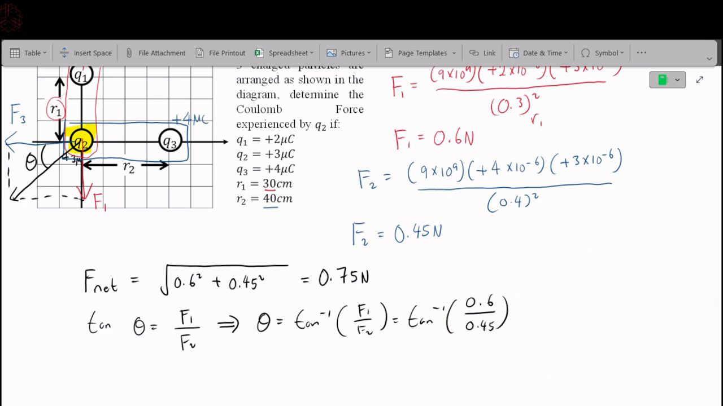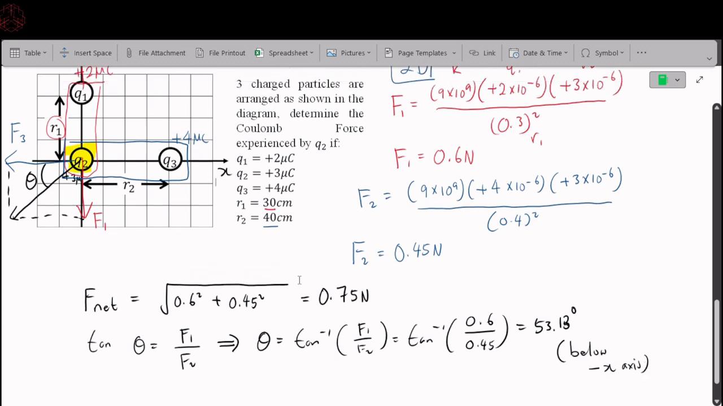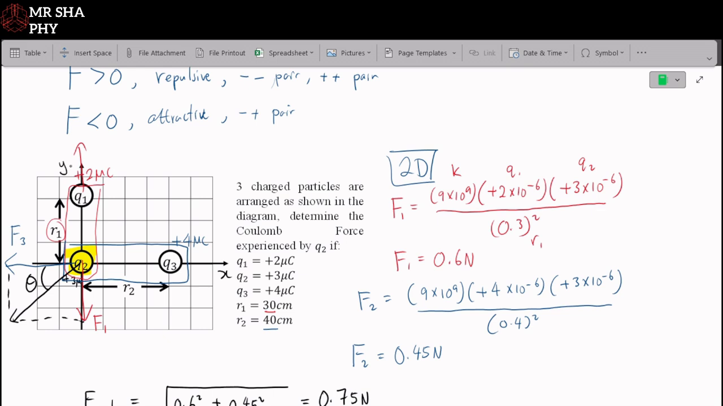Okay, and that gives me an angle of 53.13, about 53.1 degrees. So what's the direction? It's in the third quadrant, so it's going to be below the negative x-axis, assuming that this is x and this is y.